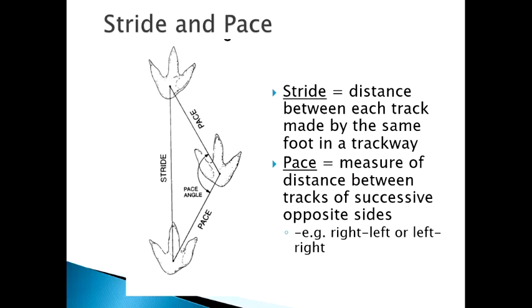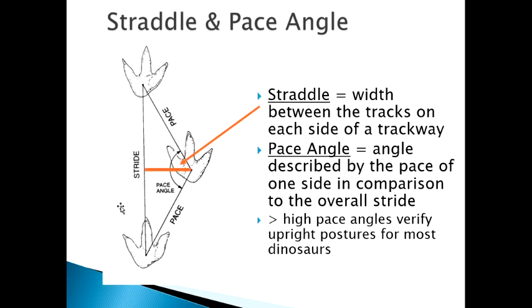A few different things we define. Here are the definitions of stride and pace. You need to know these definitions here. Your stride is the distance from, say, your right foot to your right foot. That can be measured in inches, centimeters, meters, whatever. And then your pace is the measure of distance between, say, a right to a left or a left to a right. We also measure a couple of other things.